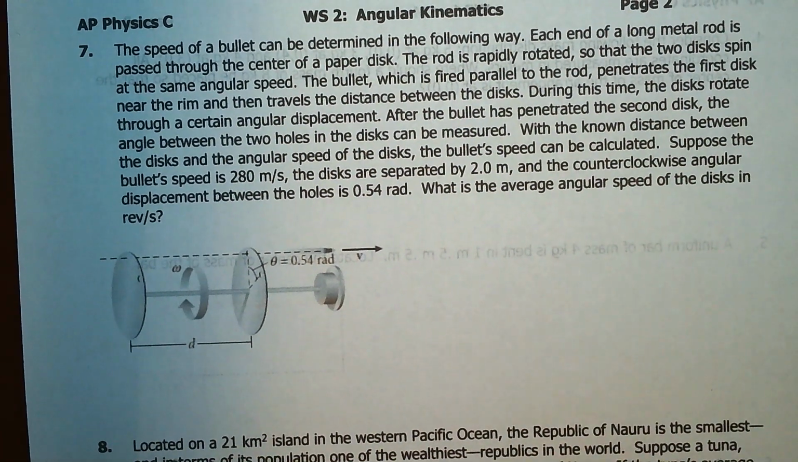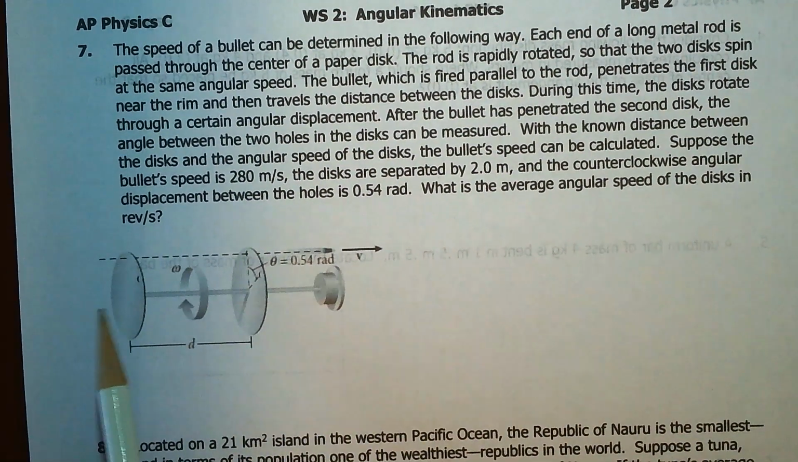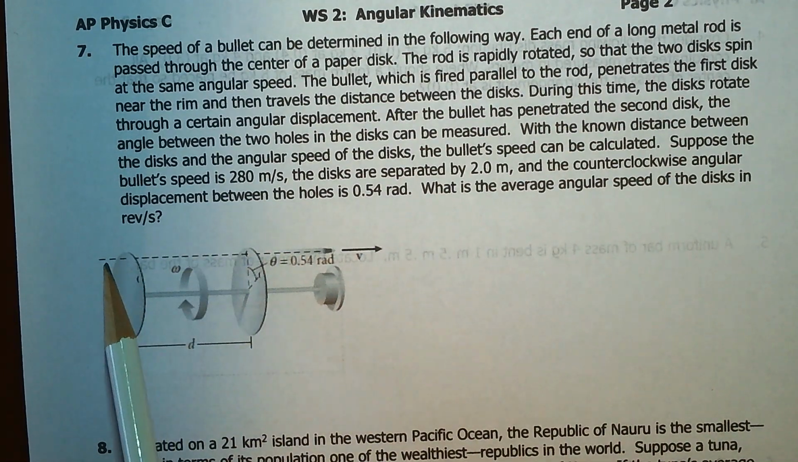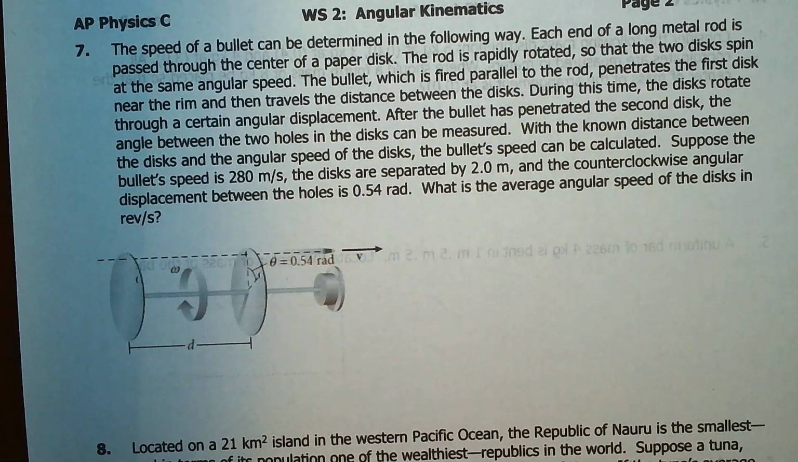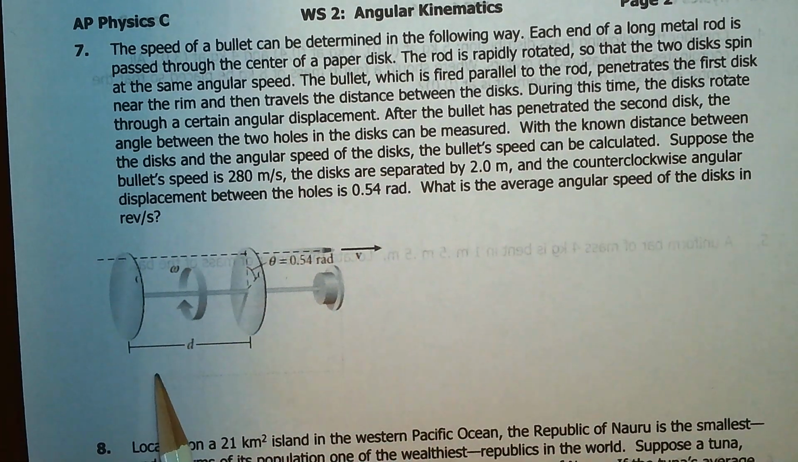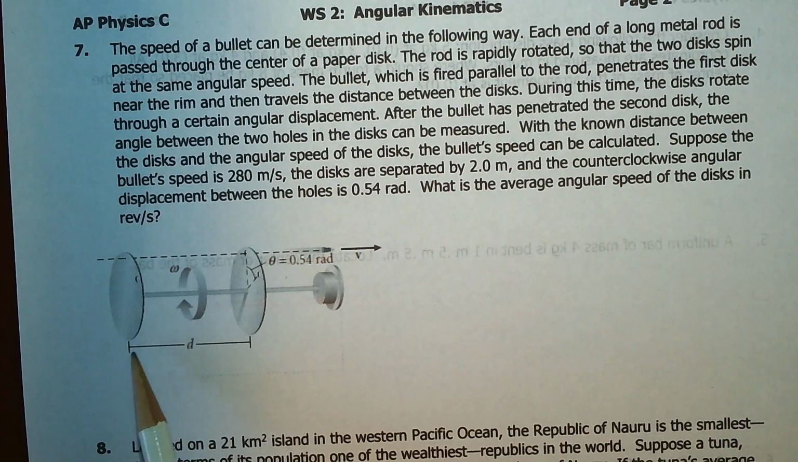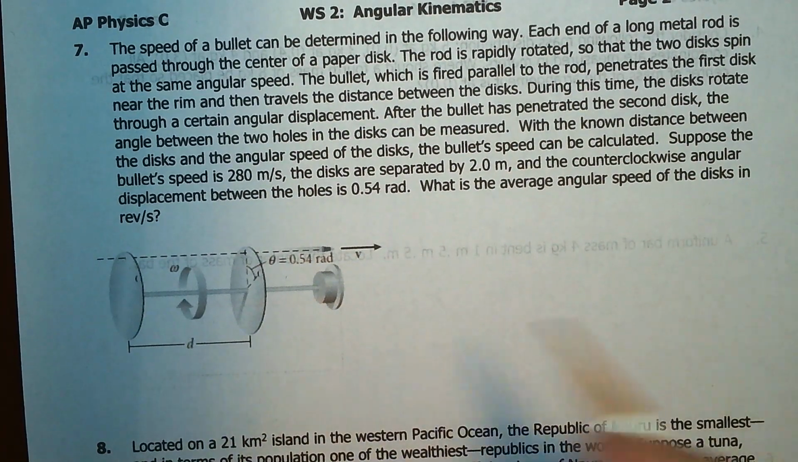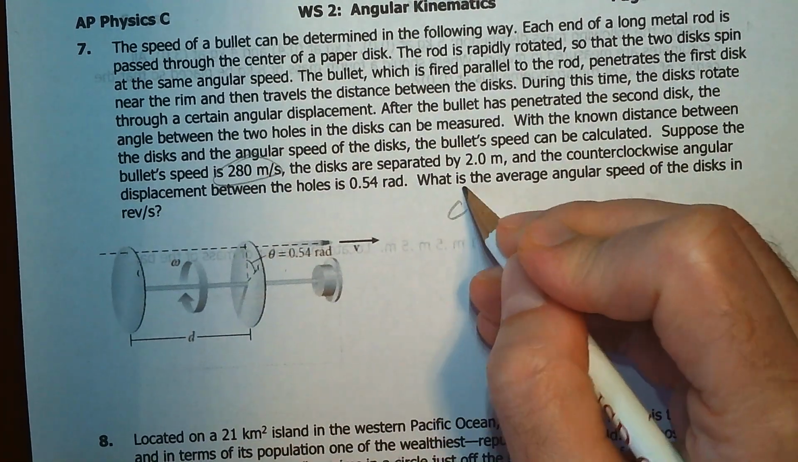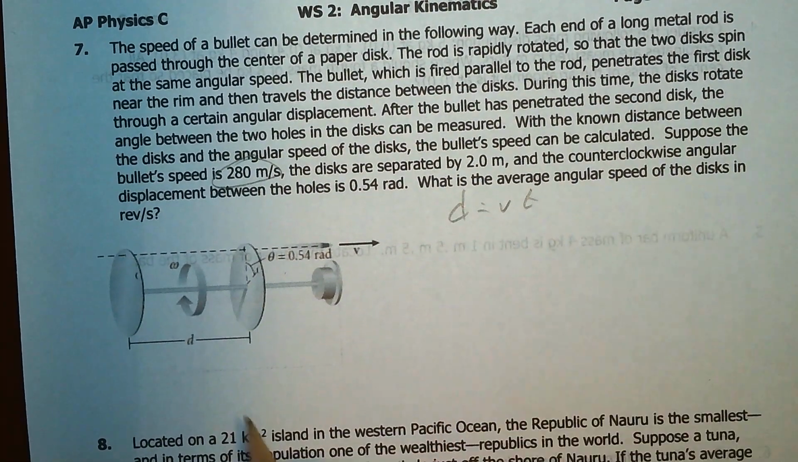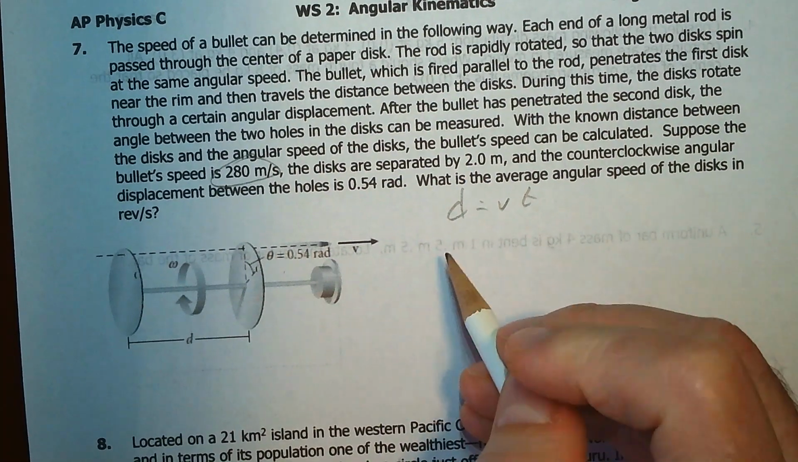Okay, so it tells us what the speed of the bullet is going through here, and it tells you the time it takes for the bullet to go through this plate, and then this plate it traveled through 0.54 radians. And we know what this distance is. So using the speed of the bullet, we can use d equals v bar t. They give us what this distance is, 2.